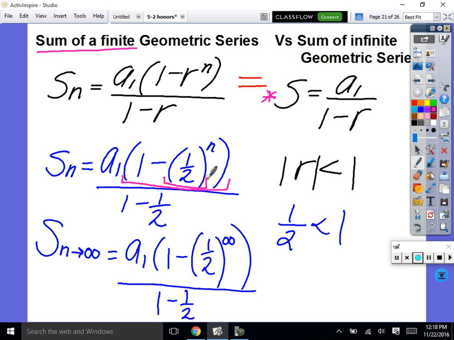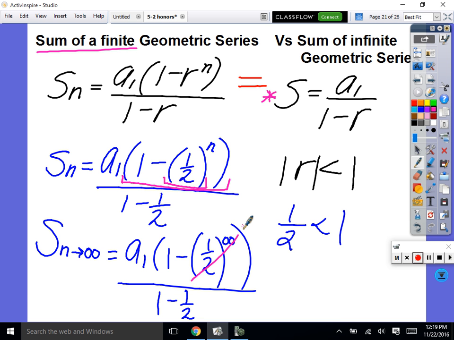Like, for example, type into your calculator, a parenthesis, 1 divided by 2, raised to the 300 power. There's not. Because infinity is just a place, not a number. I'm just saying an infinitely large number. Plug in 300. You get basically 0. You get what I'm saying? So as this gets really large, this piece basically becomes 0.